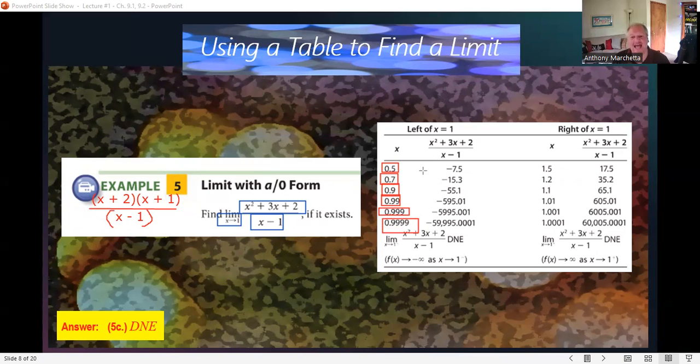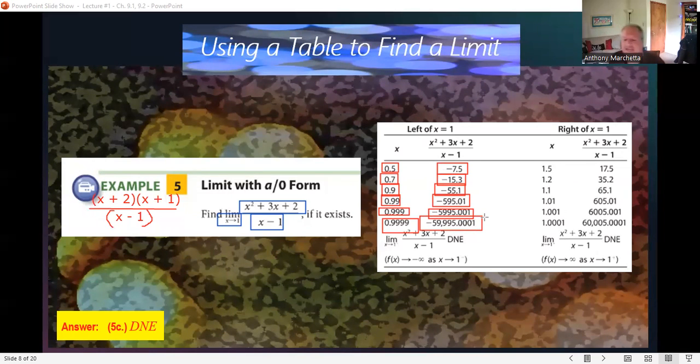I'm approaching 1. And every time I approach 1, look what happens. I put 0.5 in, and it spits out this value. I put 0.7, and it gives me this. I put 0.9, and look what's happening to y. In other words, what's happening to the limit. As x is approaching 1, the limit is approaching infinity. Or actually negative infinity, isn't it? Because they're negative values. Negative infinity.